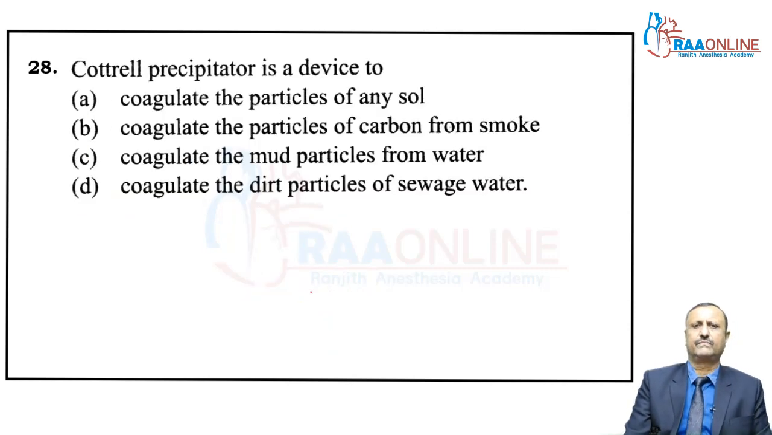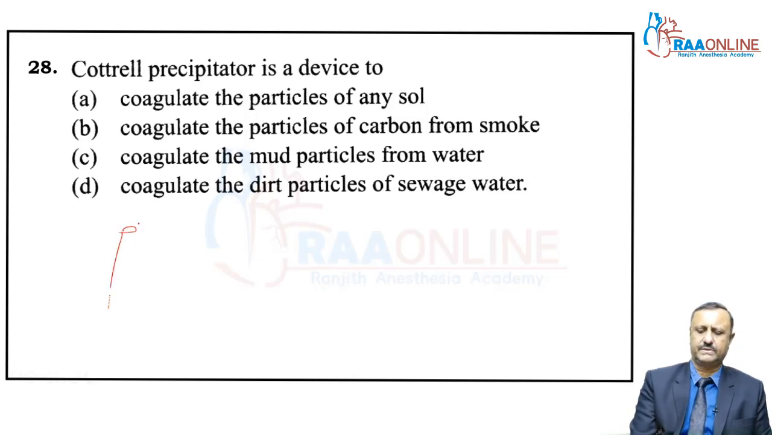Now, my dear students, we can see question number 28. Cottrell precipitator is a device. Yes, my dear students, this device is placed in factories. Here you can see in factories, there are chimneys, and in these chimneys smoke is present, and in this chimney this Cottrell is present. This is the oppositely charged plate present in this chimney. So, my dear students, this diagram.